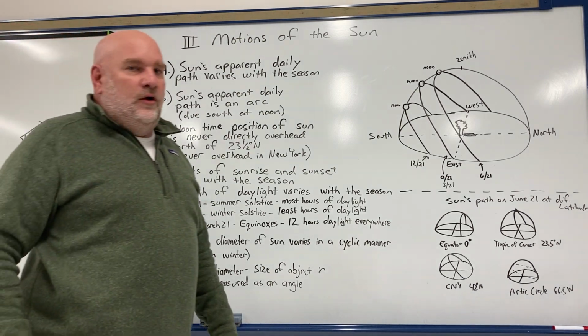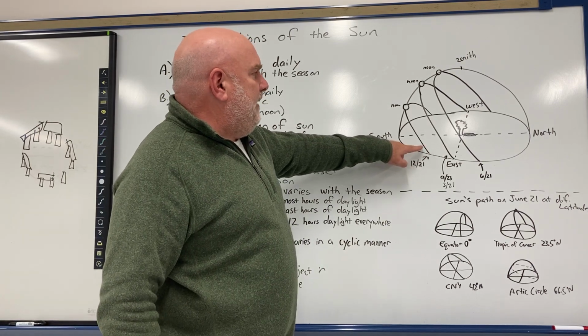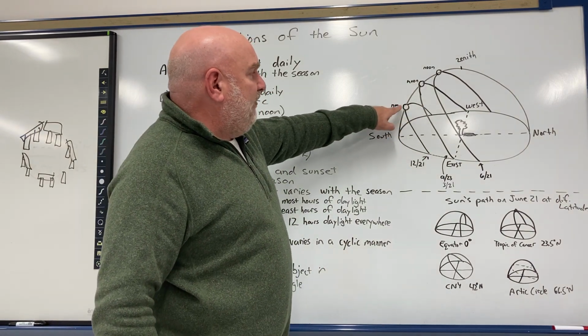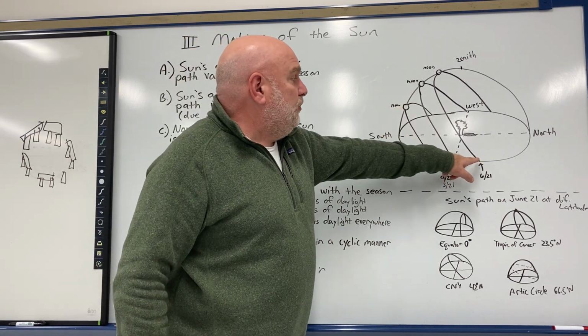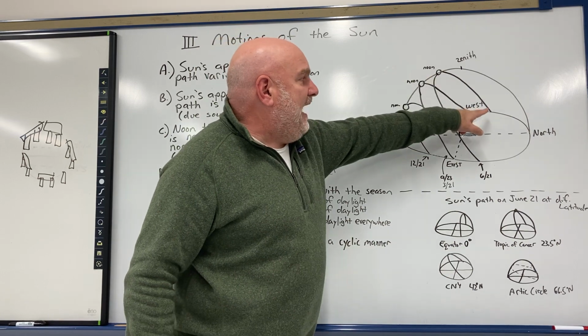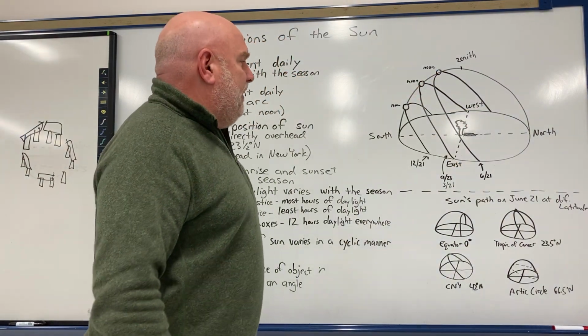And you can kind of see that over here, the December path is the shortest path. So that means the sun's going to be out for the least amount of time. Over here, the June path is the longest path, so that would mean the sun is going to be out for the longest amount of time.